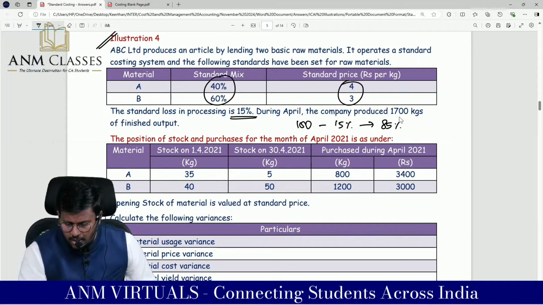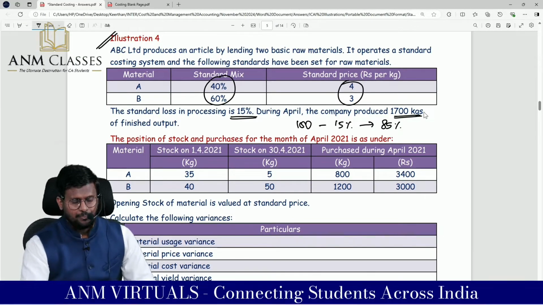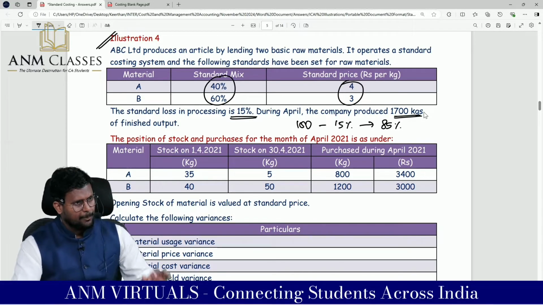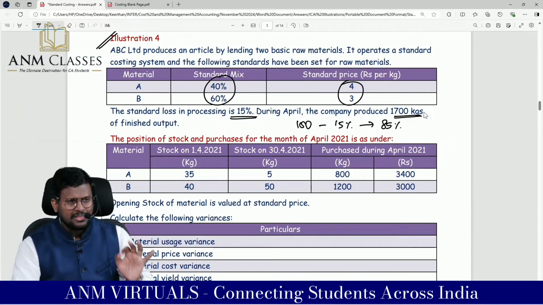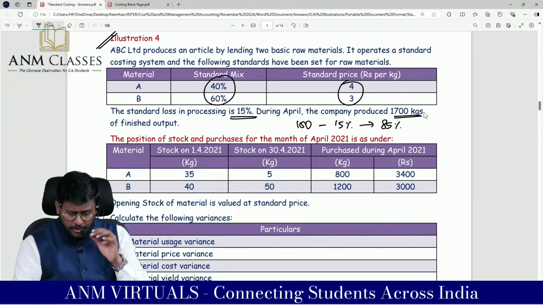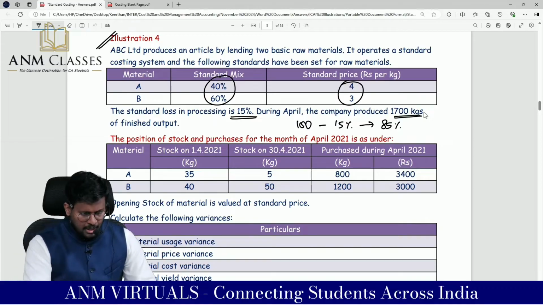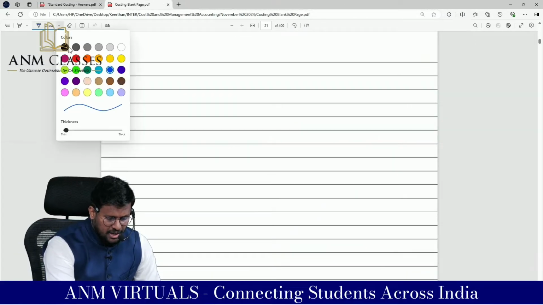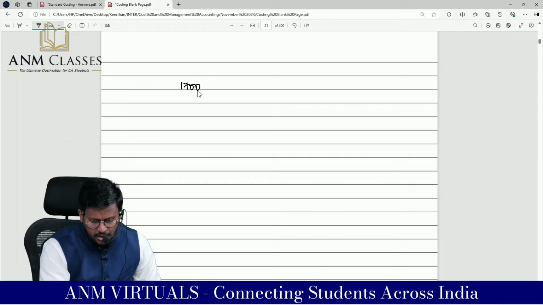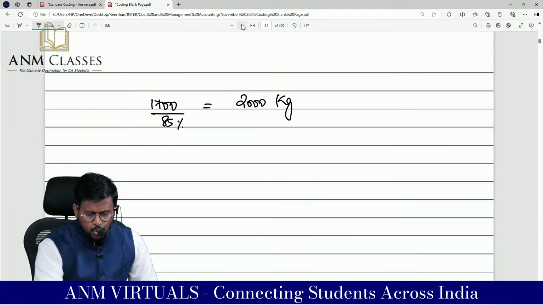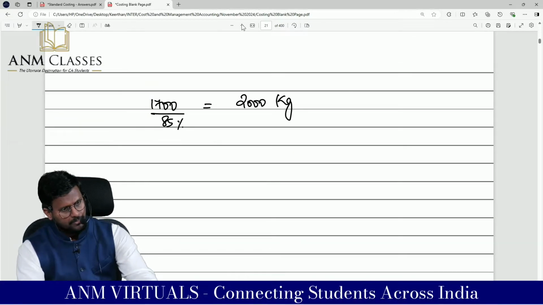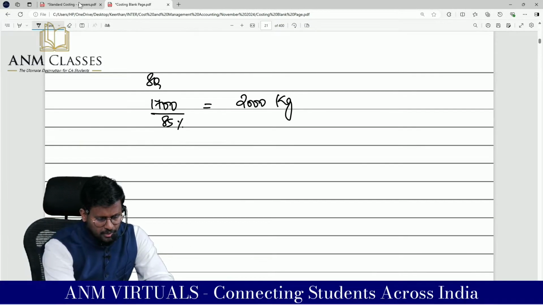During April, the company produced 1700 kg of finished output. So actually 1700 kg has come out. So that 1700 kg should be 85%, right? Yes, sir. So 1700 divided by 85% comes to 2000 kg should be the standard quantity.